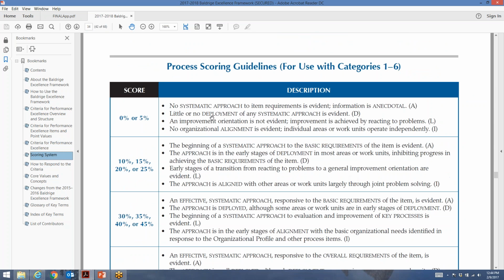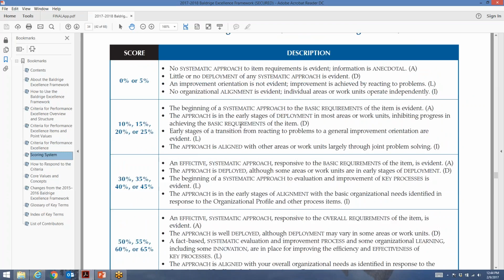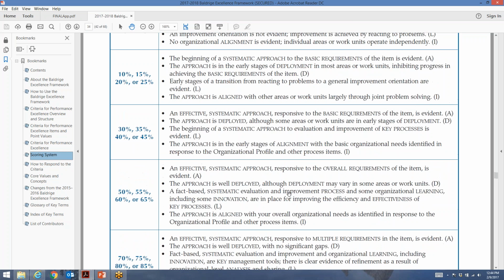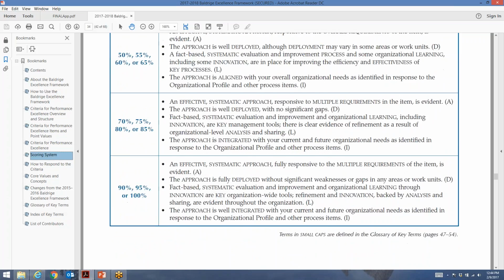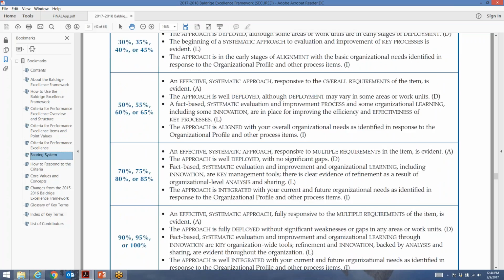So coming back to the scoring ranges, we kind of range from, hey, we just don't see any deployment, or it's in the early stages of deployment, or it's well deployed, but it might vary in some work units, etc. So generally speaking, it's hard to write in deployment in the application. That's the purpose of a site visit, really, is to catch a lot of the deployment type issues. But you need to refer to deployment in the application to at least give the examiner something to use when they're evaluating and giving you a score.